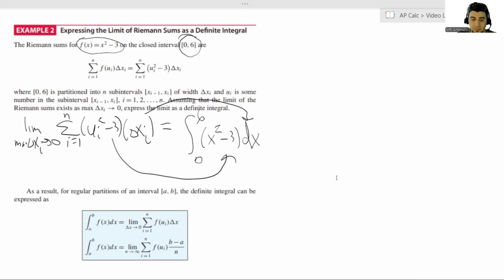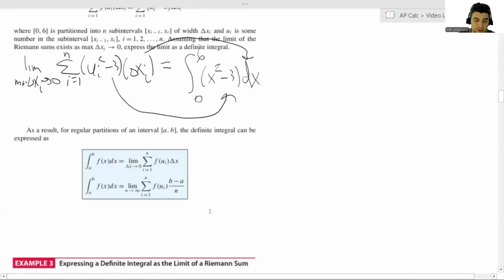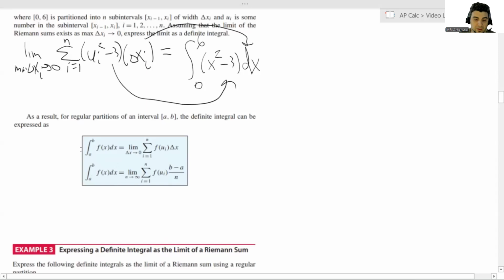So as a result, for regular partitions of a closed interval a to b, the definite integral can be expressed in these two ways.